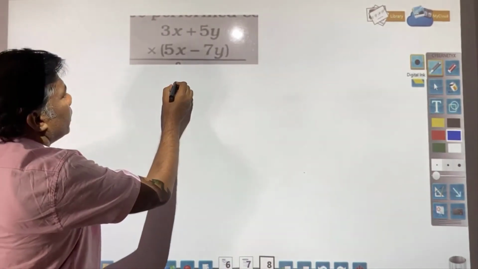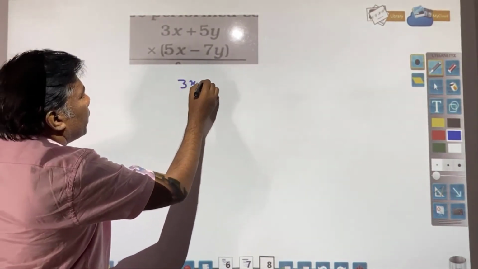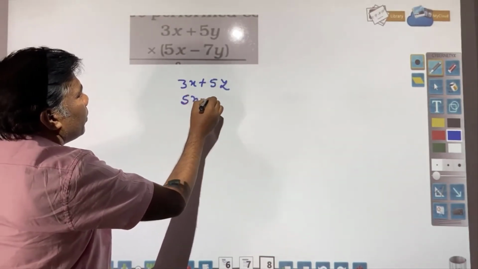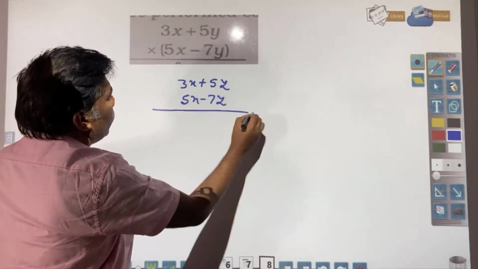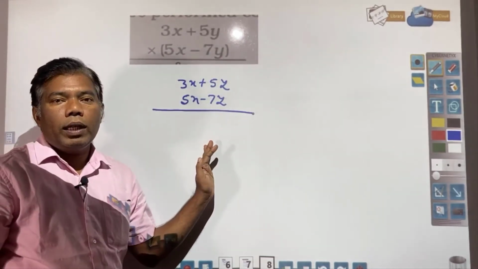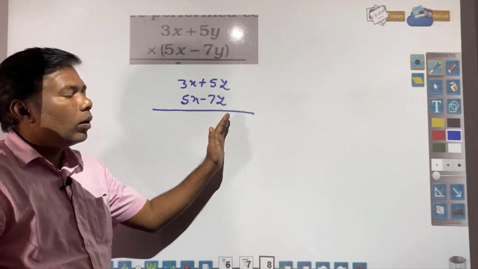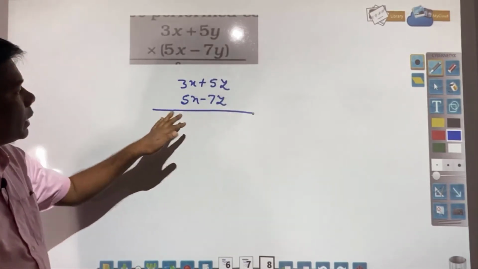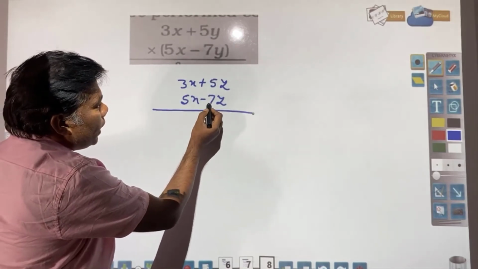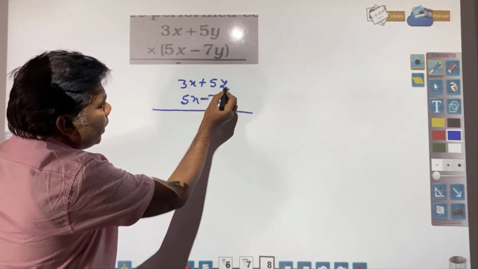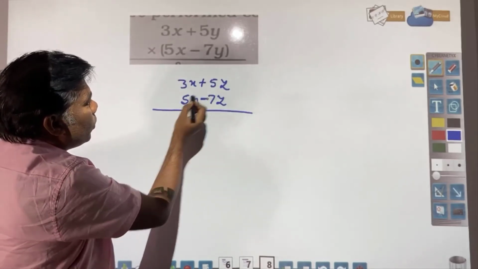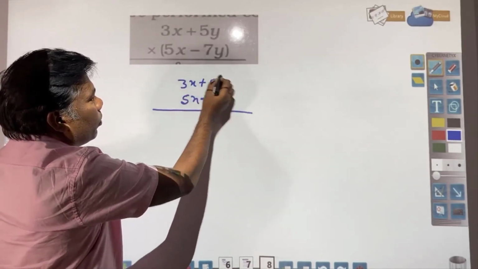How will you solve this? 3x plus 5y, how we will multiply it with 5x minus 7y? So here in this case, from any side we can start, either from left side or right side. If you are starting from right side, you see minus 7y you have. This minus 7y is required to be multiplied with both the terms. Then with 5x you need to multiply with both the terms.